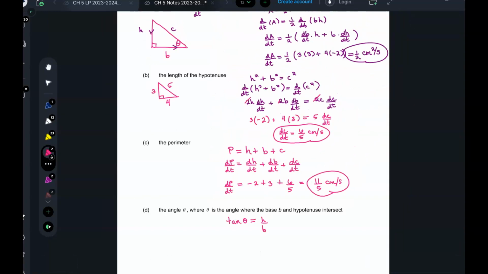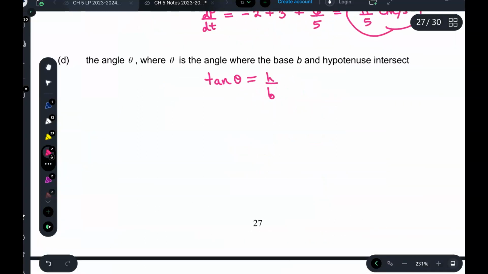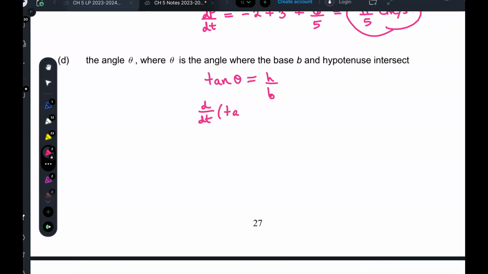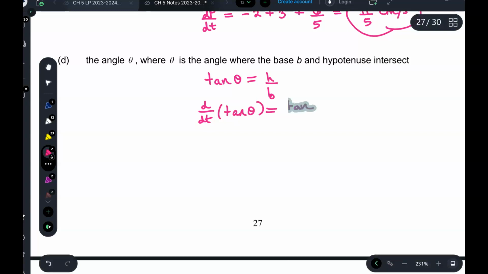What did we do? We started with our formula, implicit differentiation, and then we did d/dt of both sides. So I want you to do that again here. So d/dt. Oops, I don't know why I wrote tangent. That's supposed to be d/dt.